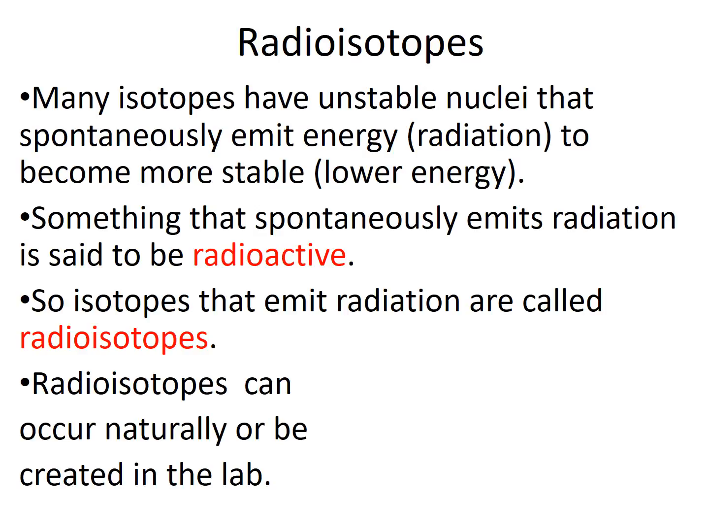Radioisotopes can occur naturally, or we have the technology in high-tech labs to actually make radioactive isotopes or radioisotopes. So many of the elements beyond uranium were made in the lab, and they are radioactive. They are radioisotopes.